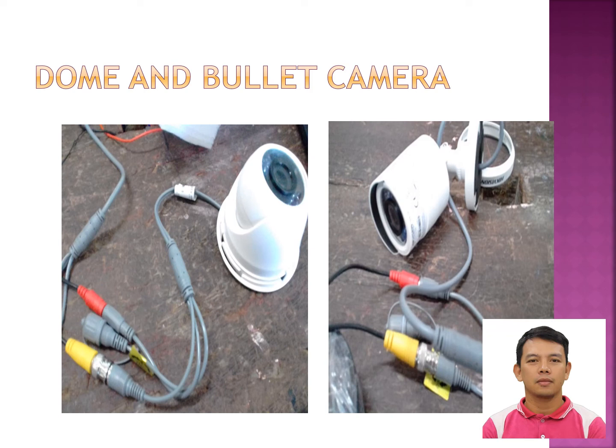This is the dome, which we mostly see in malls, and this is the bullet camera, which is cylindrical. You can install it indoor or outdoor, but mostly we see it indoors. This is the BNC camera. With this one, you can use it to turn on and off, so you can turn your camera on and off. It has a push button inside. You remove this.